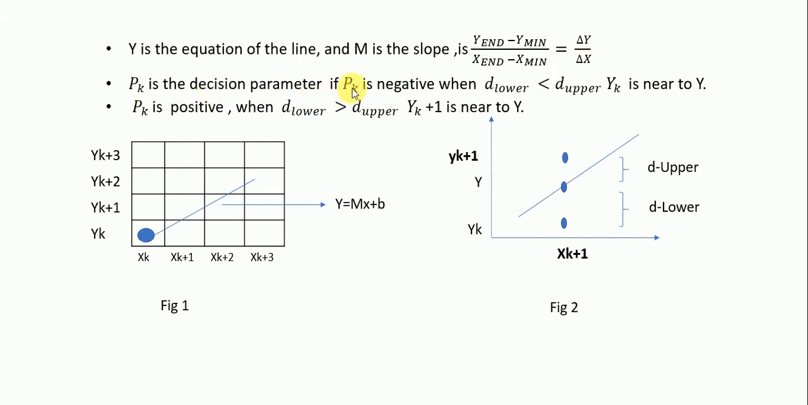pk is a decision parameter. If pk is negative, then d lower is less than d upper. That means if the distance d lower is lesser, then this lower pixel is chosen. That means this pixel is chosen if pk is negative. If pk is positive, then the upper pixel is chosen.